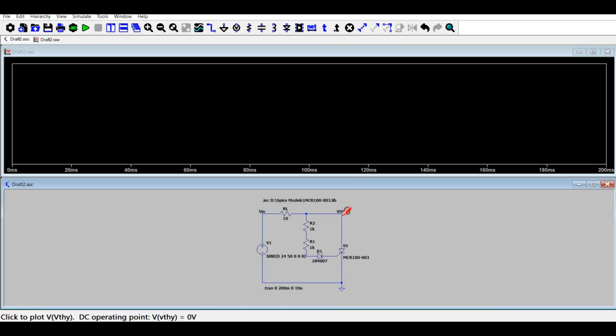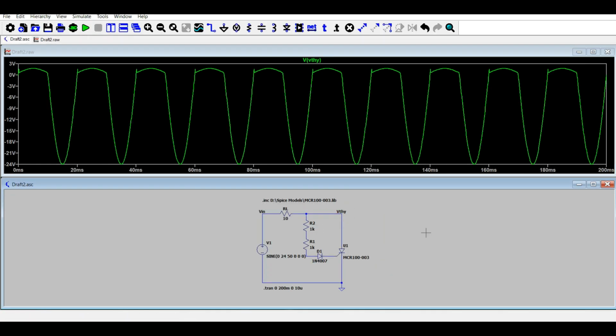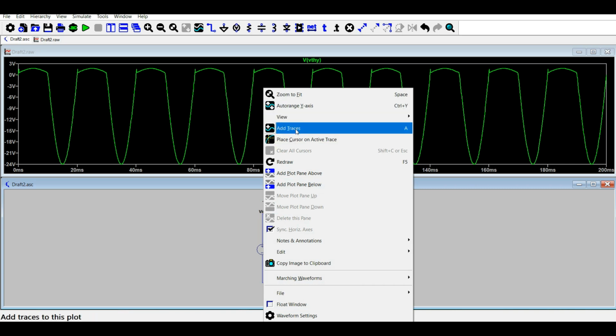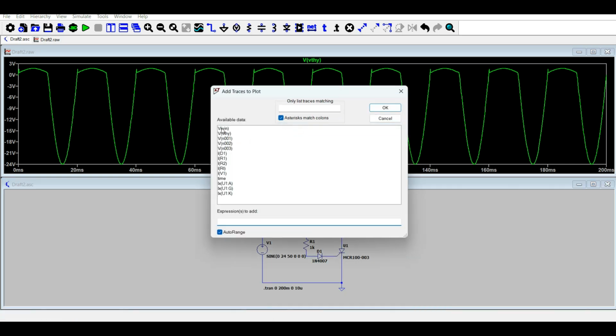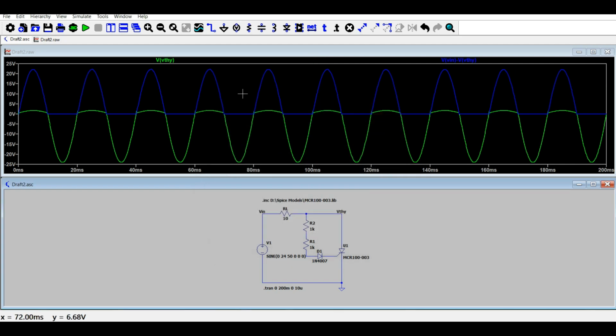And first of all, let's see the thyristor voltage. So here is the thyristor voltage, which is approximately the complete negative half cycle. And now to view the actual output voltage, I will be taking the difference between V in and V thyristor. So this is my output, that is in blue color, and this is the thyristor voltage, that is in green color.